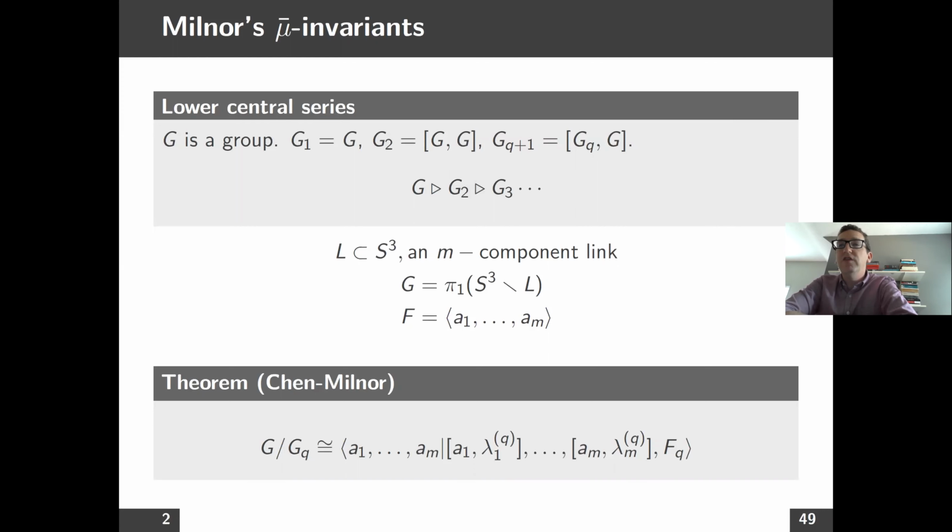And so it says that each meridian gives you a generator, and then you have relations which come from the meridians commuting with the longitudes. And so each lambda_i to the q here corresponds to the image of a longitude in the qth term of the lower central series.